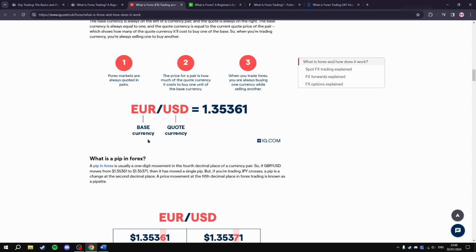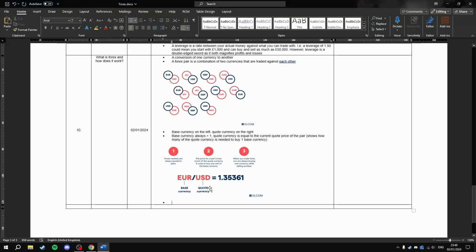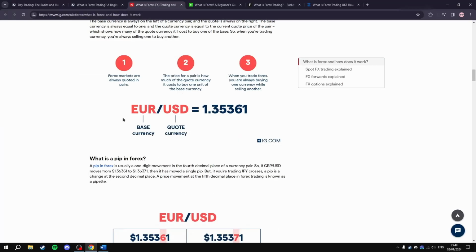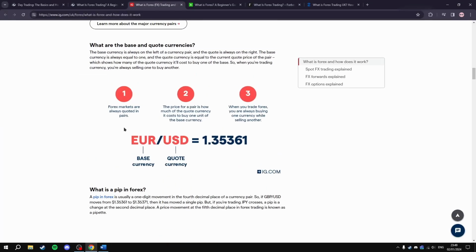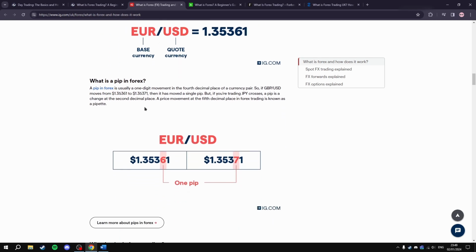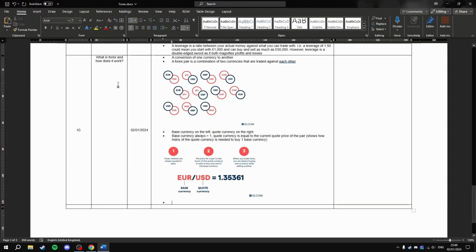What is a pip in Forex? Wait, so just regarding this image, you're always selling one. So you're either selling €1 for 1.3 USD, or you're selling 1.3 USD for €1. Right, okay.